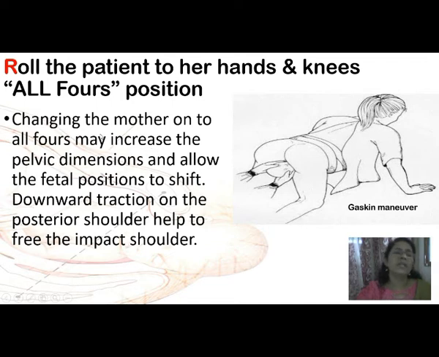Changing the mother onto all fours may increase the pelvic diameters and allow the fetal position to shift. So downward traction on the posterior shoulder helps to free the impacted shoulder. When the patient is on all fours, downward traction usually occurs, so that will release the impacted shoulder.